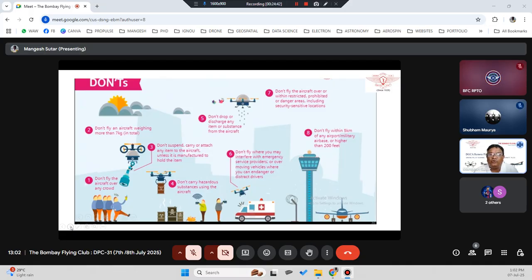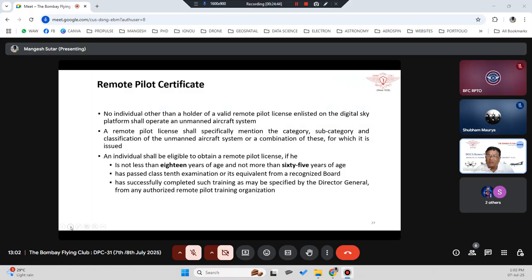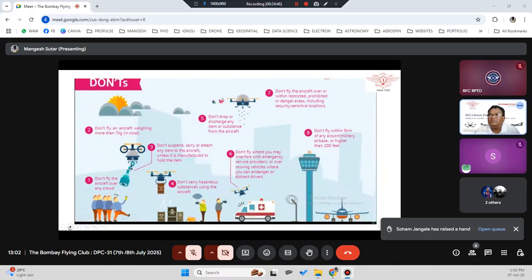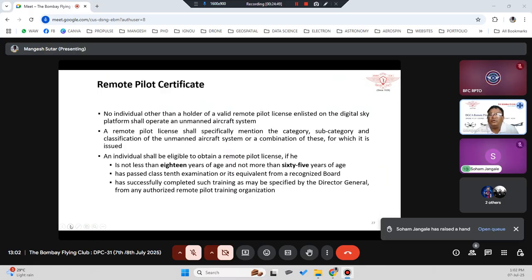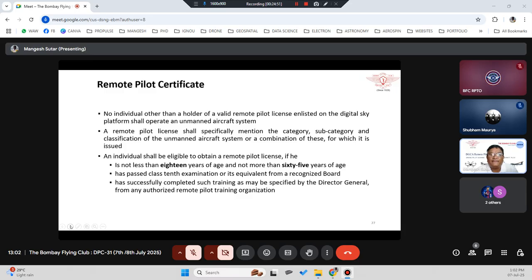Any questions on do's and don'ts? Yes, Soham. So, the reserve forest area comes under which zone? It is a green zone, but it is a restricted area. So you have to take permission from the forest department.